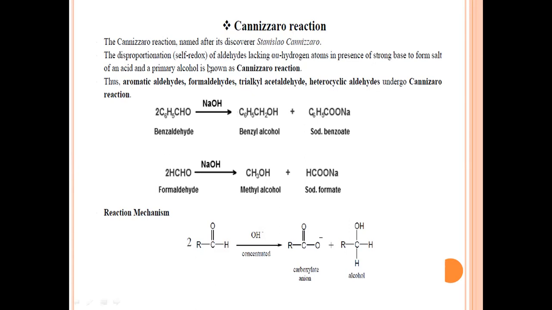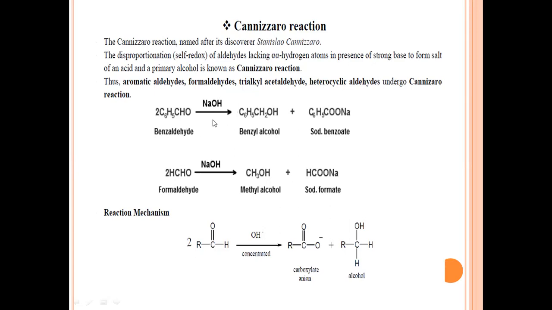So any aldehyde in which there is absence of alpha hydrogen atom, this alpha hydrogen lacking aldehyde, when it reacts with a base, it will form the salt of the corresponding acid, and there is formation of a primary alcohol. This particular reaction is known as the Cannizzaro reaction. So the aromatic aldehydes, formaldehyde, trialkyl acetaldehyde, and heterocyclic aldehydes undergo the Cannizzaro reaction.